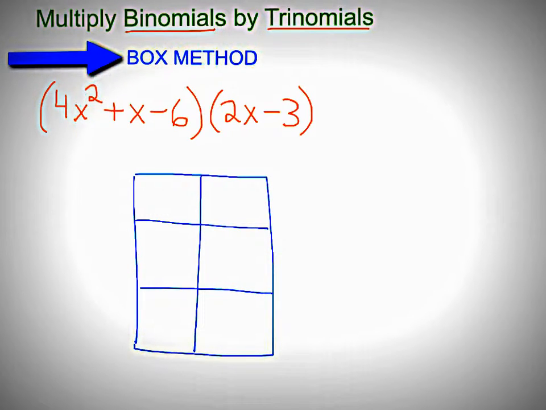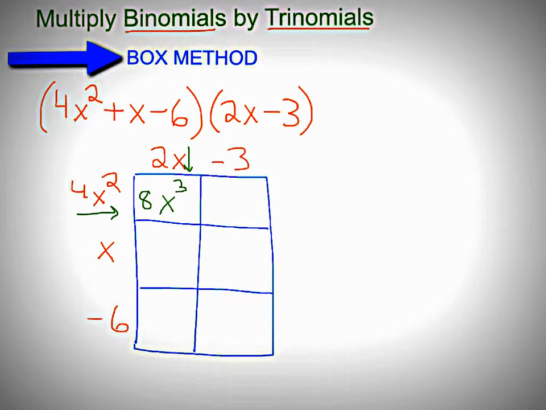So I'm going to write my trinomial on the side, 4x squared plus x minus 6, and then my binomial on top, 2x and then minus 3. And let's fill in the box. 4x squared times 2x, multiply the coefficients, 2 times 4 is 8, and then it would be x to the third, add the exponents. Second box, top right, 4 times negative 3, negative 12, and then x squared follows. x times 2x, 2x squared.